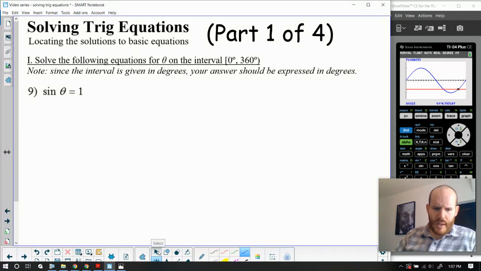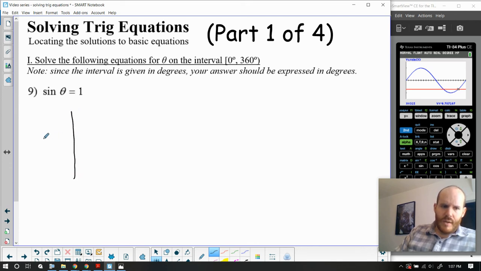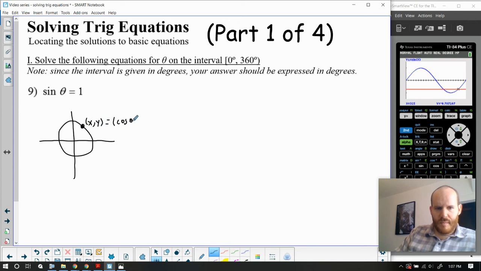Sine of theta equals 1. Now this is one that's a little bit tricky because 1 isn't coming from a special right triangle. I have to interpret this problem using the unit circle. If you recall, on the unit circle, all of the coordinates, x and y, are equivalent to the values of cosine theta and sine theta, so long as it is a unit circle, meaning it has a radius of length 1.